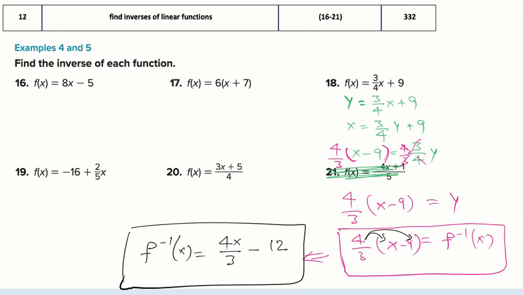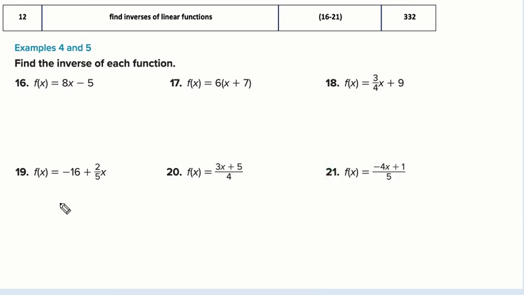That's it. What I did here, I did nothing. I just multiplied this inside. That's the property, the distributive property. Next question. Now again here, y is equal to negative 16 plus 2 over 5x.